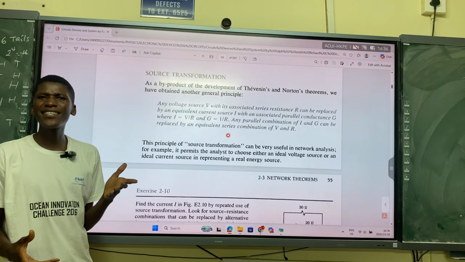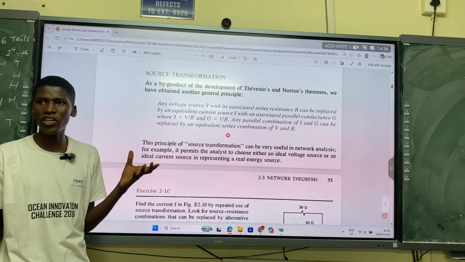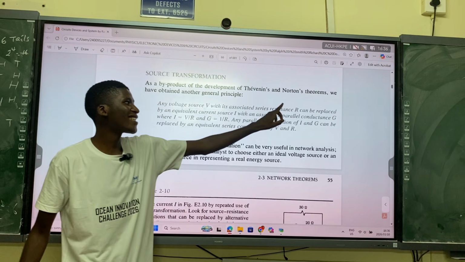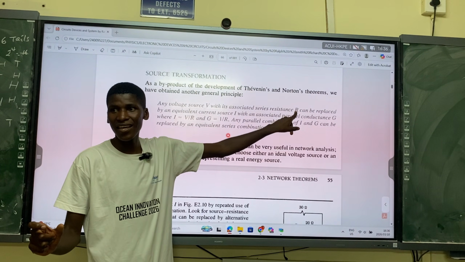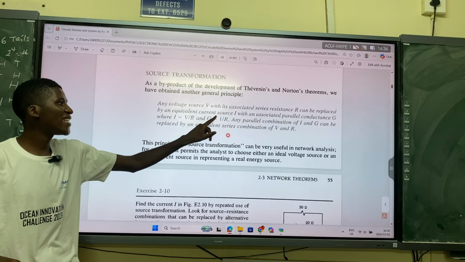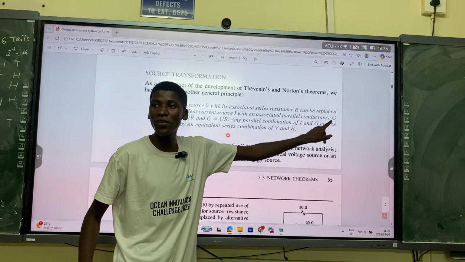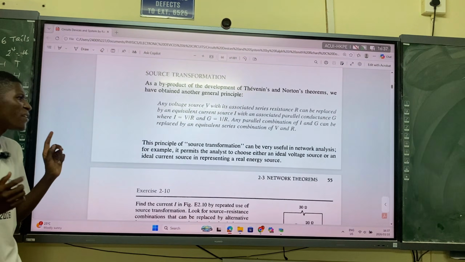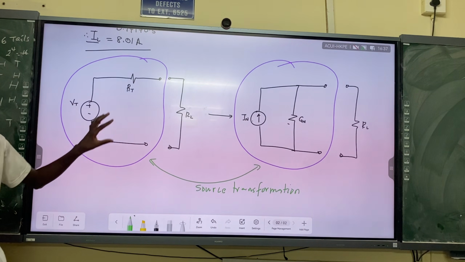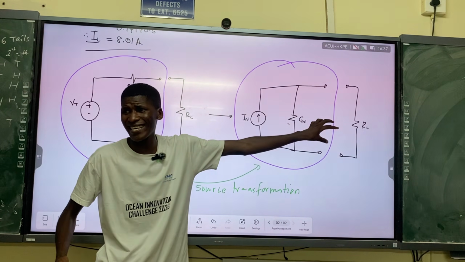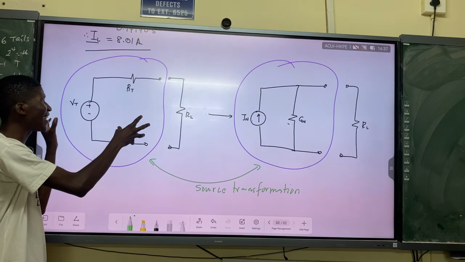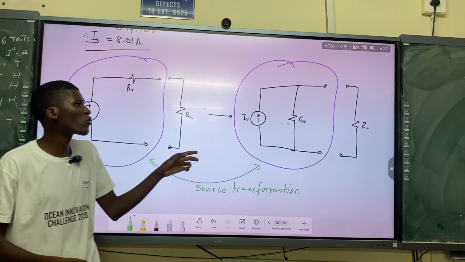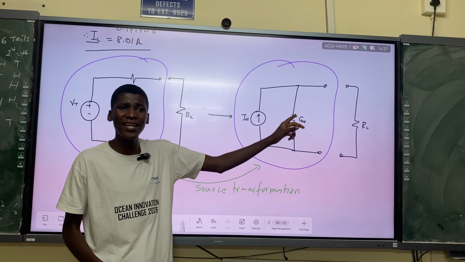We said this one talks about Thevenin's and Norton's. What did I just say Thevenin's is? It's a voltage source in series with any resistance. Norton's is the current source in parallel with any conductance. And we have proved by using this calculation that as far as we keep the load resistor constant, a series combination of V and R is the same thing as a parallel combination of I and G.